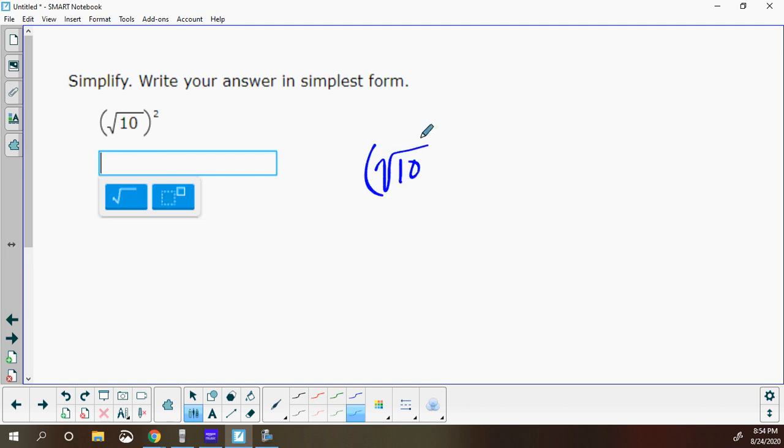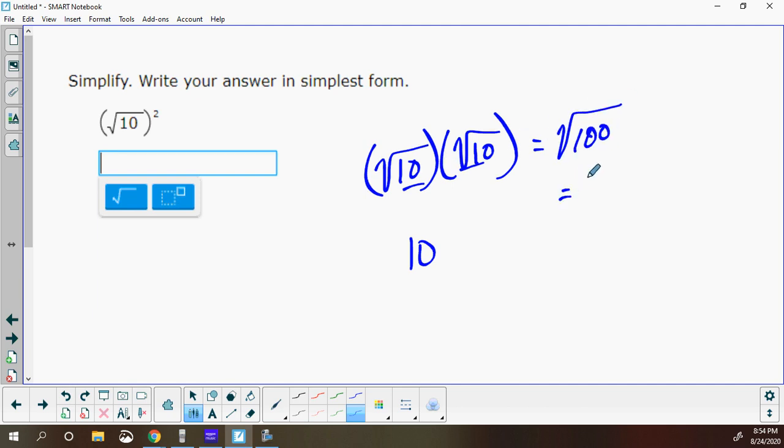Guys, fun fact. When you square something, it's like it's being multiplied by itself again. Well, we talked about this with the same basis. It's just going to be 10. If you don't believe me, you would multiply. That's root 100. Square root of 100 is 10. Okay? Boom. Done.